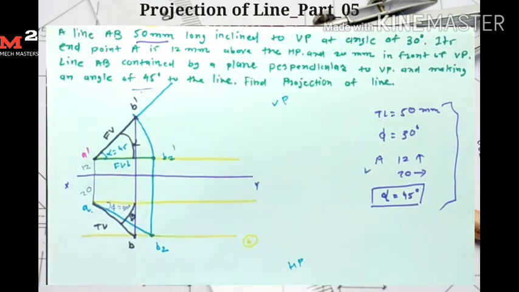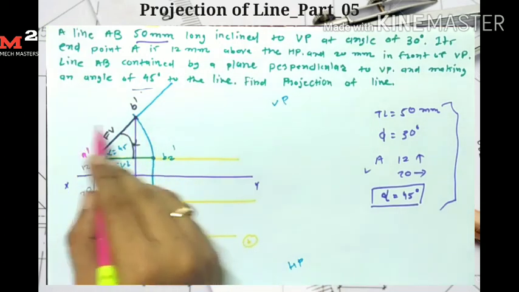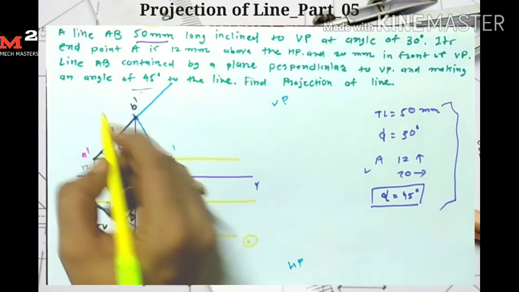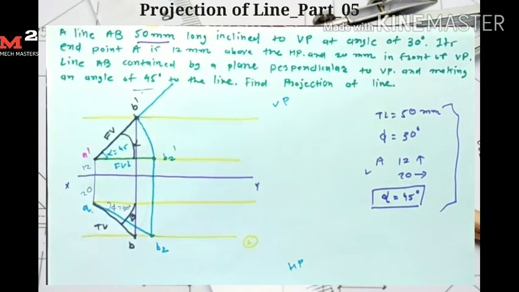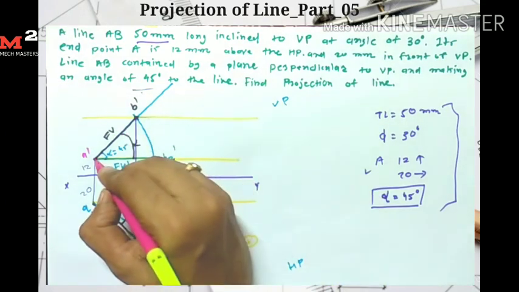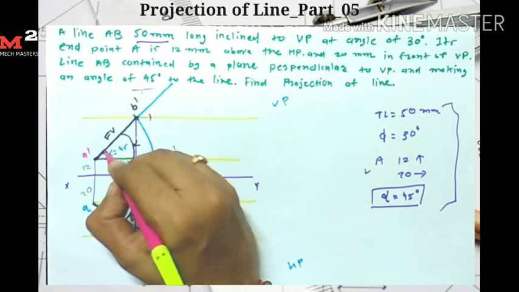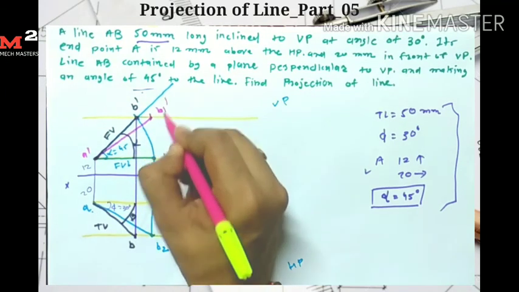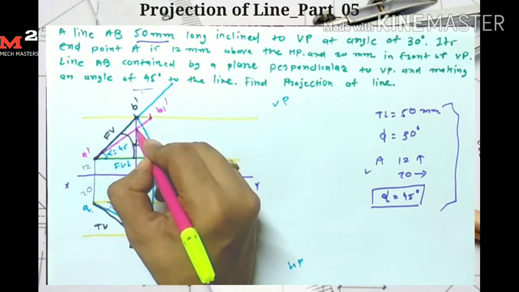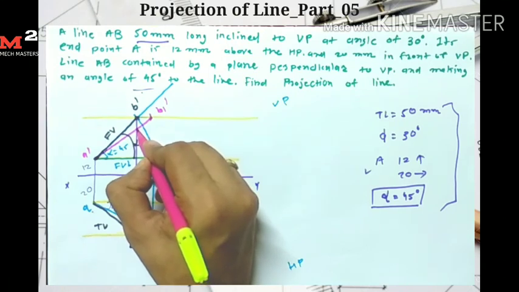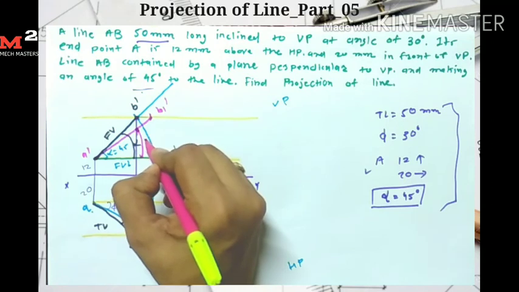If I want to find the angle theta, then we know the true length is 50 mm. Here I draw the locus of B dash. Now for finding the angle theta, I know that true length is equal to 50 mm, so I take A dash as a center and 50 mm as a radius. If I draw one arc which intersects the locus here, I get my point B1 dash. This is my true length, and an angle made by true length is theta.